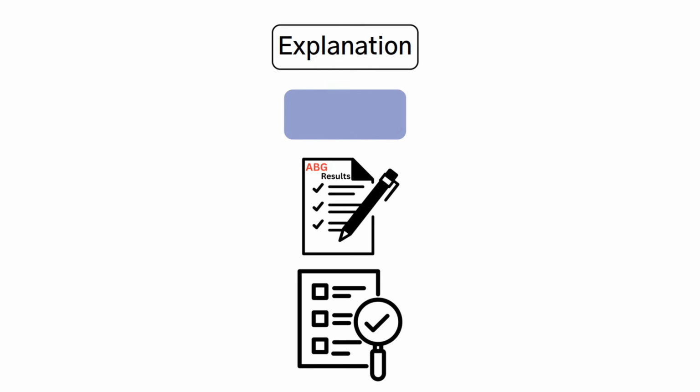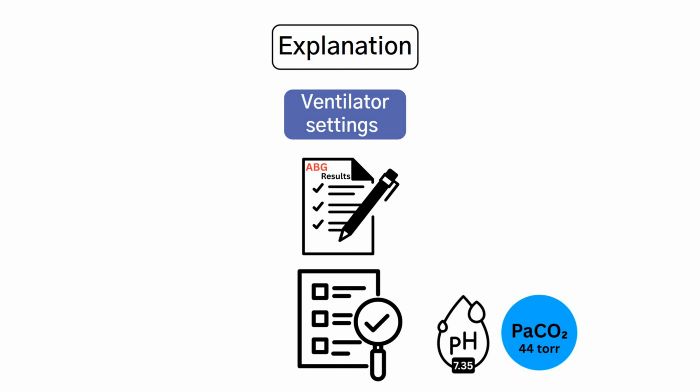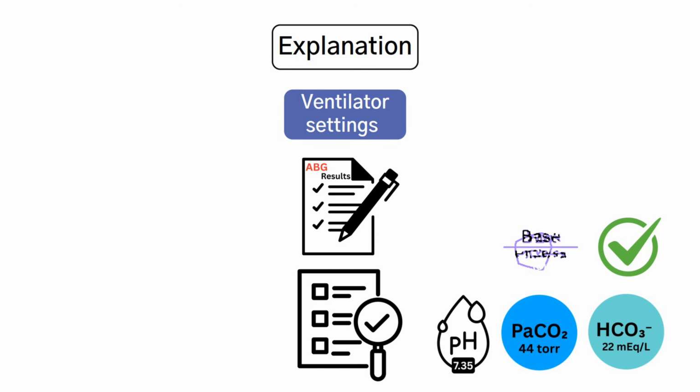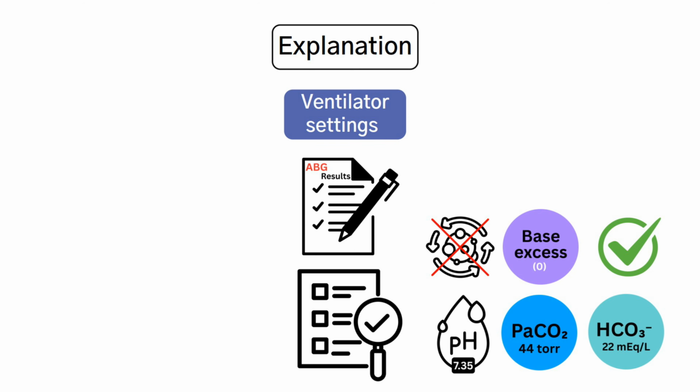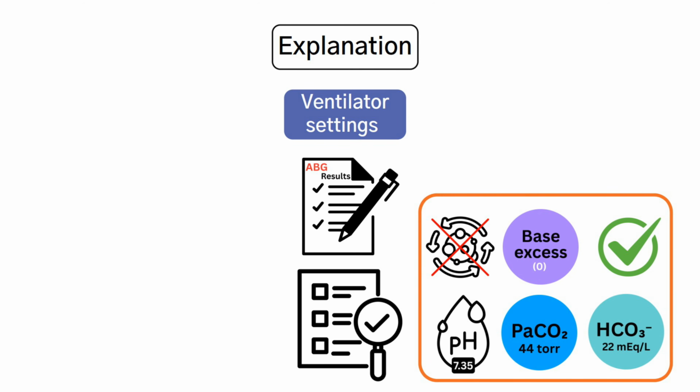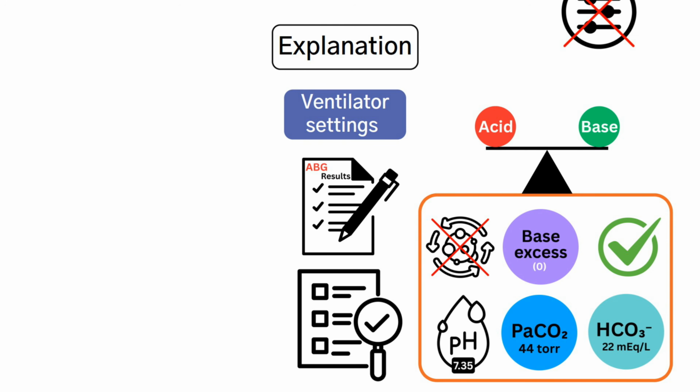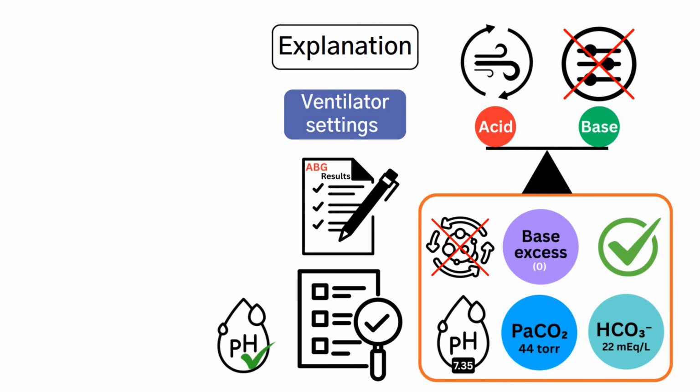Explanation. To determine the best course of action, we must first look at the ABG results alongside the ventilator settings. The pH is 7.35, the PaCO₂ is 44, and the bicarb is 22. Each of these values falls within the normal range, and the base excess is 0, showing that there is no significant metabolic disturbance. Altogether, this indicates a normal acid-base balance, meaning there is no need to adjust ventilation to correct pH or carbon dioxide levels.